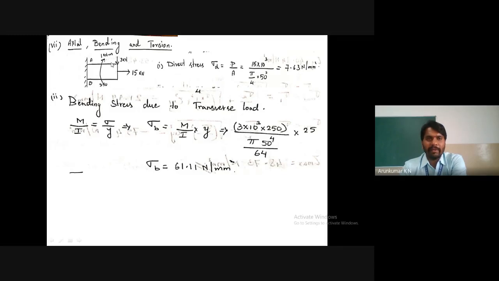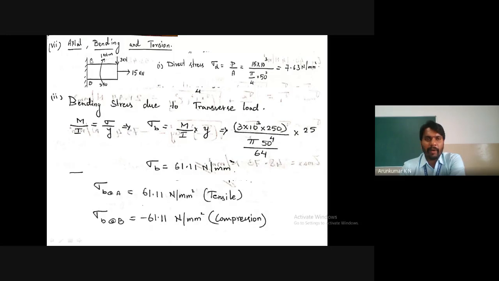It is symmetric, so that C1 will become equal to C2. It is 50 by 2 is 25. You got sigma b. So this sigma b at point A is tensile. This sigma b at point B is compression. Already explained another. So once again I will show you that. If I apply the load like this, top will be tensile, bottom will be compression. Right? This is what I have taken. The bending stress at point A is positive, bending stress at point B is negative.